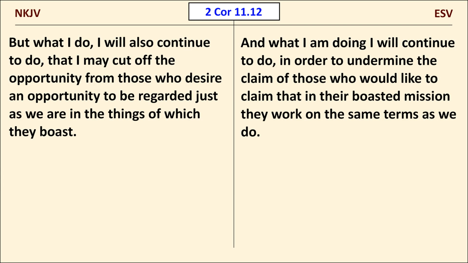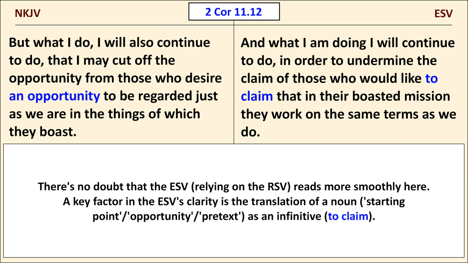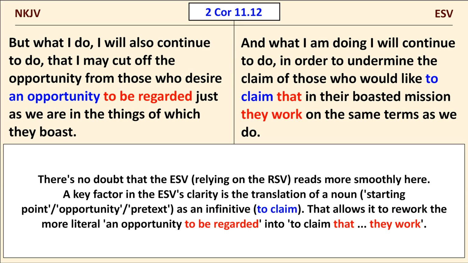We'll skip forward to 2 Corinthians. This is chapter 11, verse 12. There's no doubt in my mind that the ESV is easier to follow here. A key factor in the ESV's clarity is the fact that it translates a noun, starting point, opportunity, pretext, as an infinitive, to claim. That choice allows the ESV to rework the NKJV's more literal an opportunity to be regarded, beginning in there in the 3rd line down on the left, into to claim that they work.